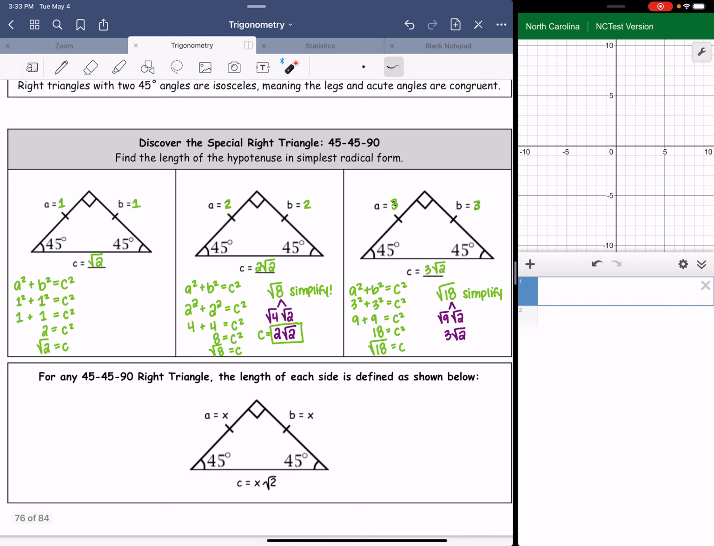So there is a rule. Anytime you have a 45, 45, 90 triangle, the legs, x, are always going to be whatever they are, and the hypotenuse is always going to be the leg times the square root of 2. So if the legs were 5, then the hypotenuse would be 5 square root of 2. If the legs were 7, the hypotenuse would be 7 square root of 2, and so on.